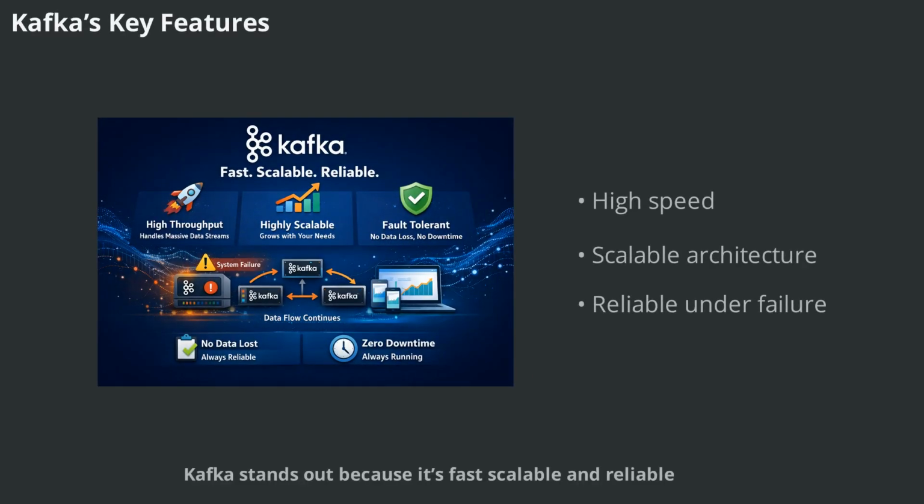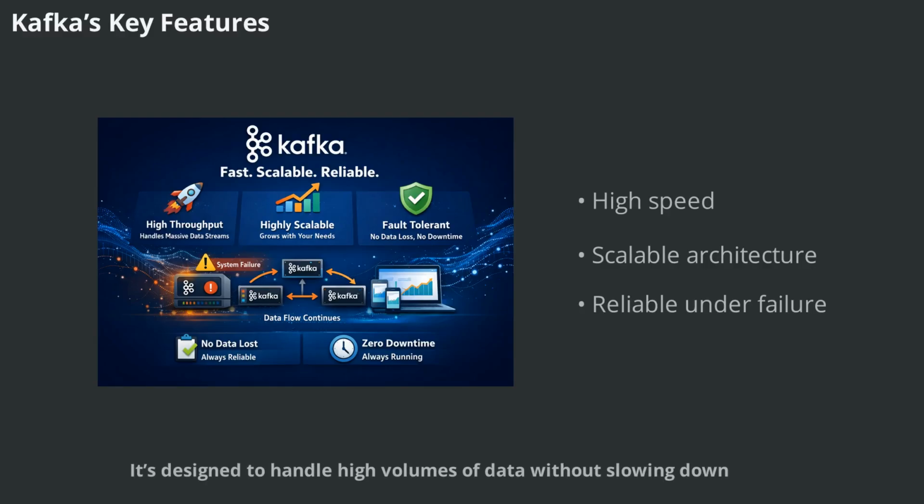Kafka stands out because it's fast, scalable, and reliable. It's designed to handle high volumes of data without slowing down. Even if part of the system fails, Kafka keeps running, ensuring that no data is lost. This reliability is crucial for modern applications that can't afford to lose important information or experience downtime.